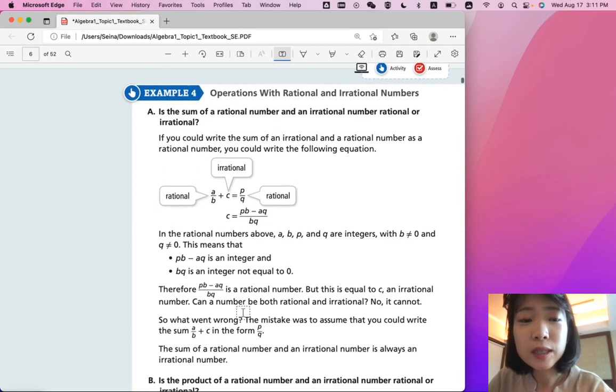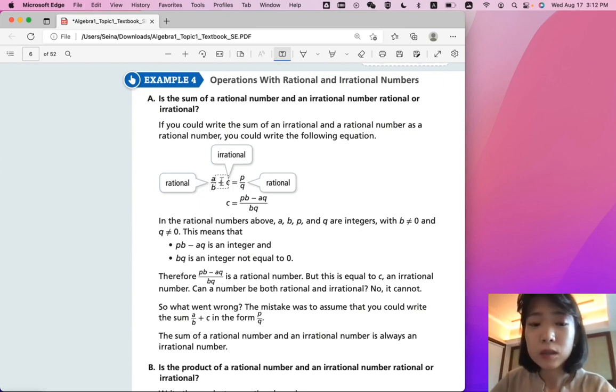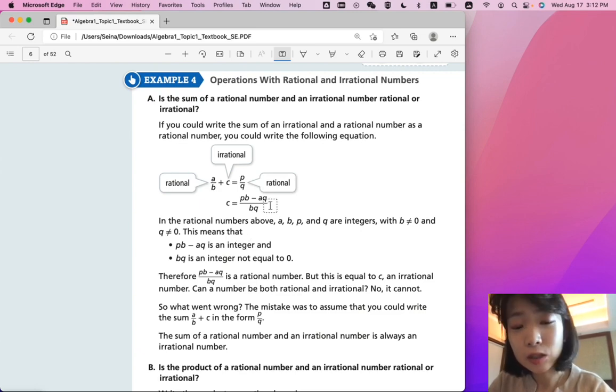Okay, let's look at an example for operations with rational and irrational numbers. Part A. Is the sum of a rational number and an irrational number rational or irrational? What about a rational number and an irrational number here? So we can say A over B plus C could equal P over Q, where we assume that the answer is rational, right? And then if it works, then it works. If it doesn't, we can contradict and say it doesn't work.